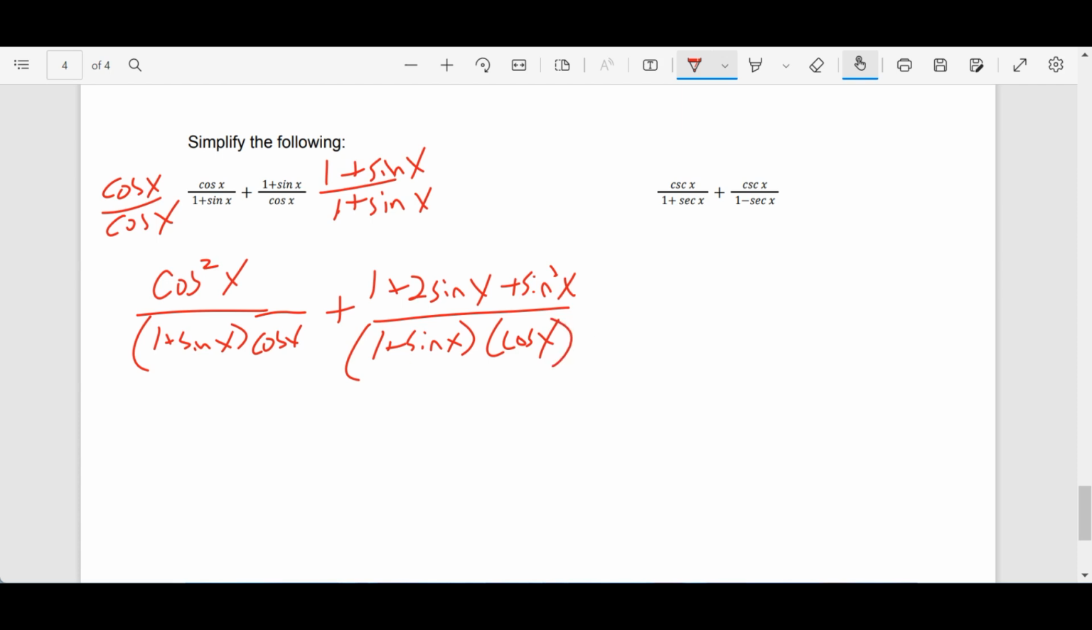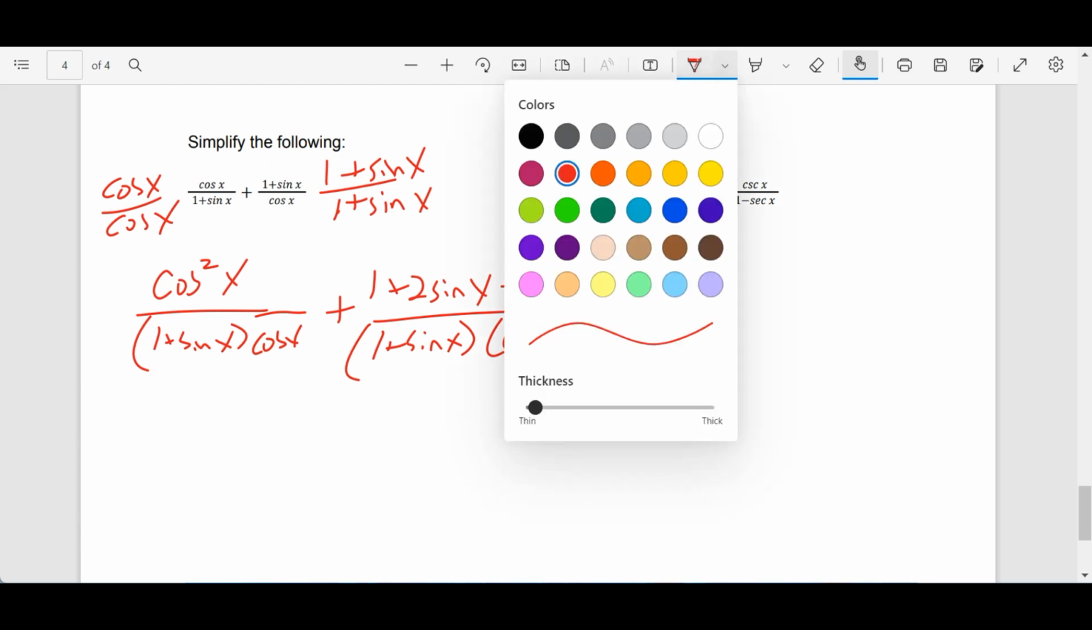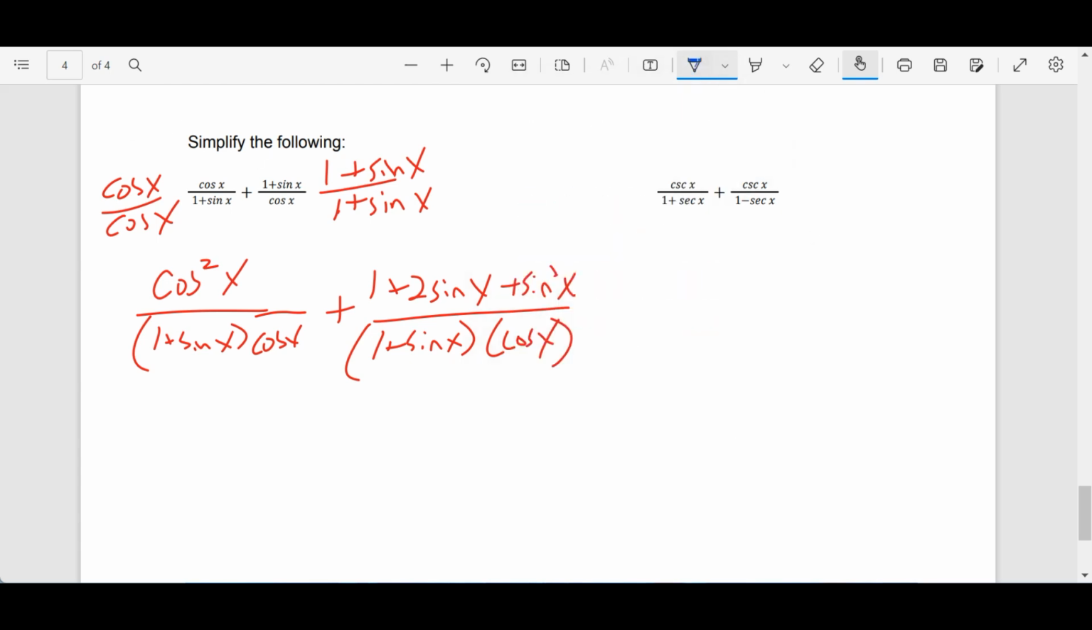What are some things you may notice? Well, I notice right away, once again, what did I tell you about the squareds? Look for your Pythagorean identities. Sine squared x plus cosine squared x is equal to 1. So I'm going to get on my numerator 1 plus 1 plus 2 sine x.